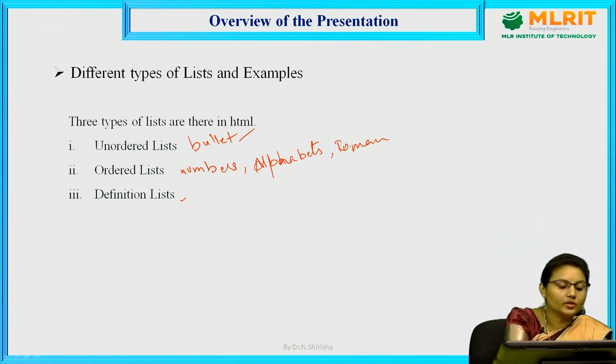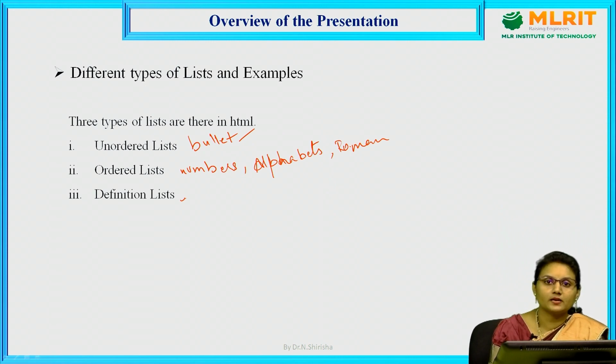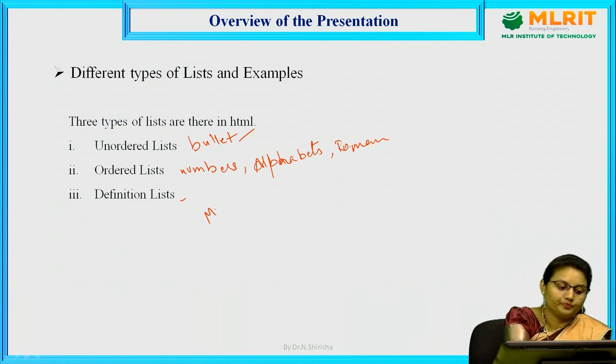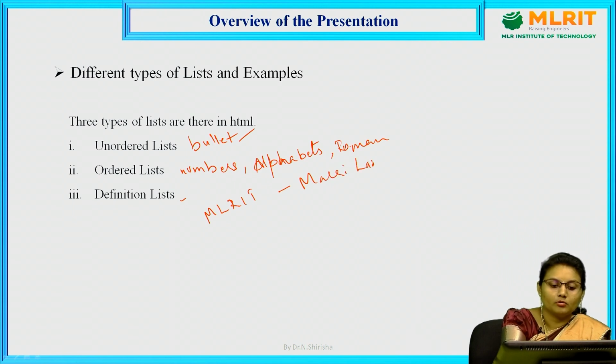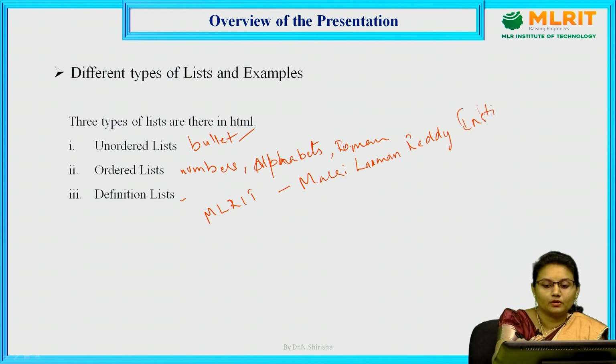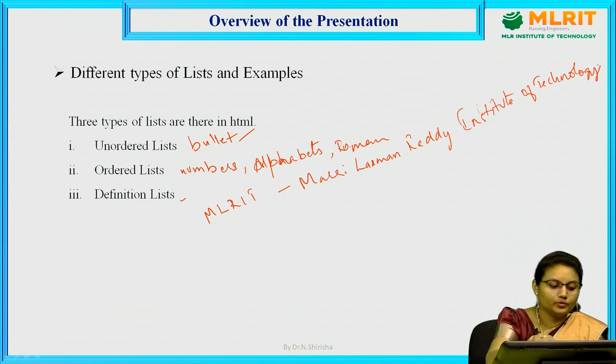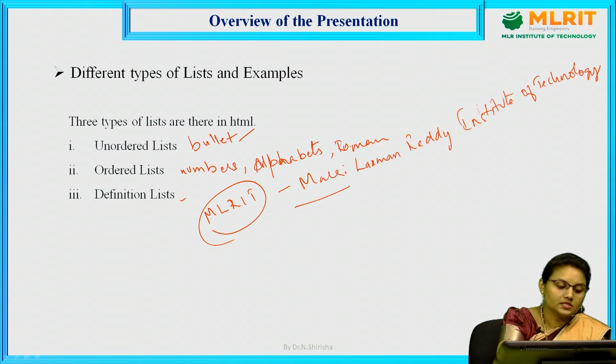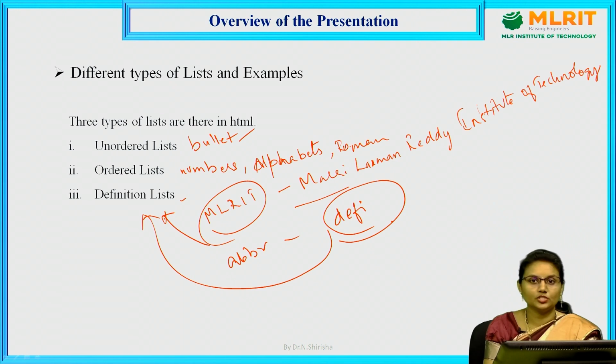Definition list is where you can define something. Suppose you have an acronym, MLR IT. To define an acronym, you give a hyphen followed by the full form: Marri Laxman Reddy Institute of Technology. This is how you abbreviate it. Such things, any abbreviations and their definitions, we can define using a definition list.